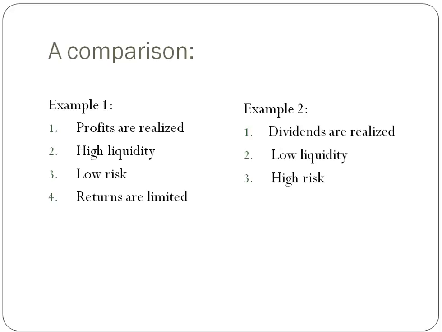The returns are limited in example 1 because only the capital appreciation is accounted. The returns are high in example 2 because it generates two sources of return. One is capital appreciation, the other one is dividends. At the end of the day, it is the choice of the investor who is going to judge between these two examples based on his own risk appetite.